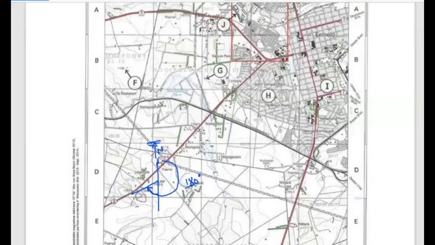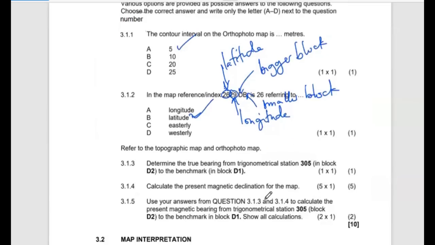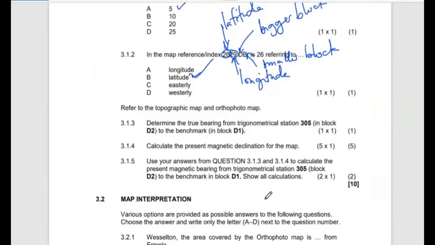If you measure correctly, your angle must be around 244 degrees. That will be your true bearing. If you measure accurately by placing your protractor correctly and drawing your markings correctly, you'll get approximately an angle of around 244 degrees. Right, then we move on to calculate the present magnetic declination for the map.